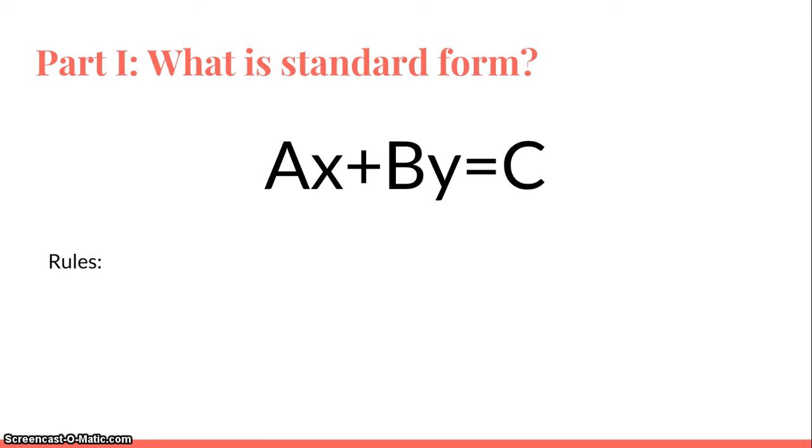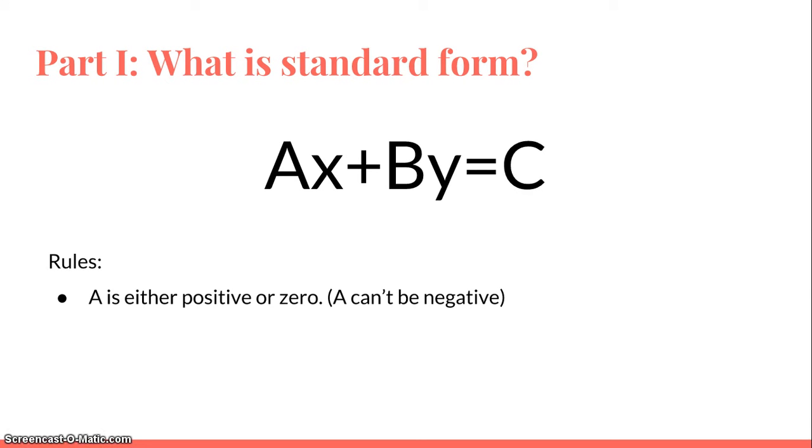The rules. First, a, b, and c are all real numbers. That goes without saying, and yet we still always like to say it. Next, a is either positive or 0, which is a fancy way of saying that a can't be negative. Okay, a cannot be negative. We always want that first x term to be either 0 or positive when we have a standard form equation.